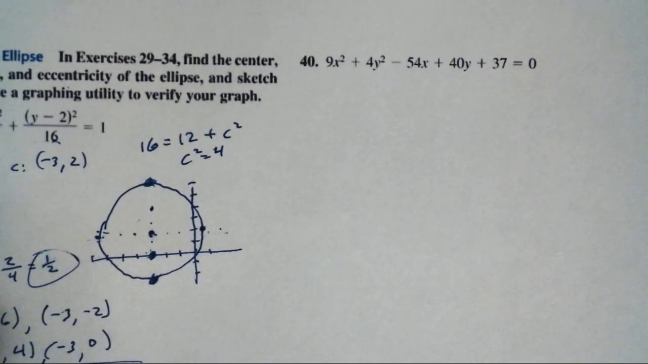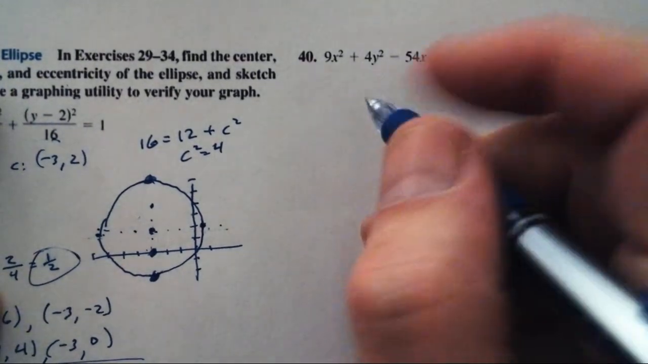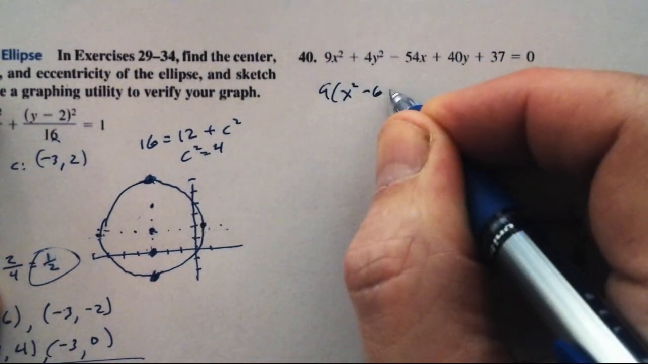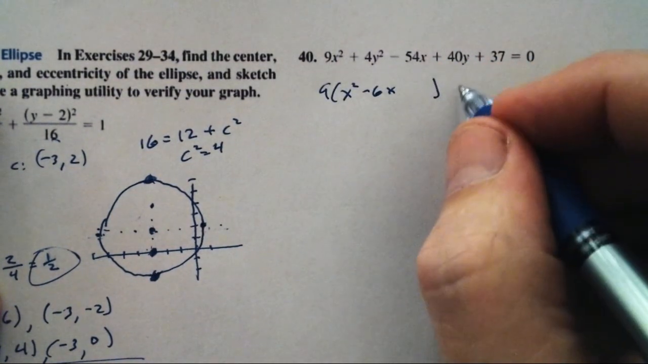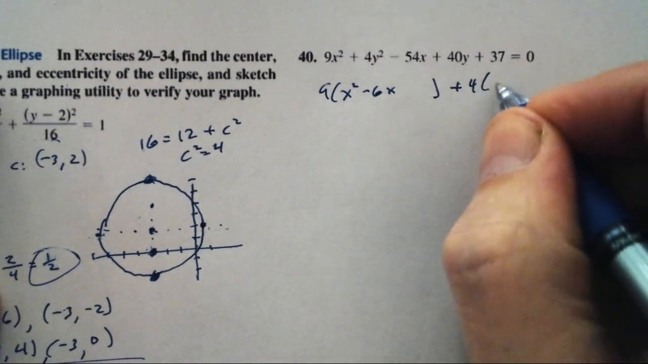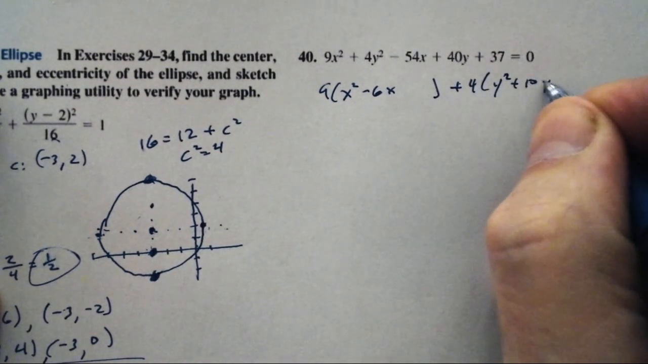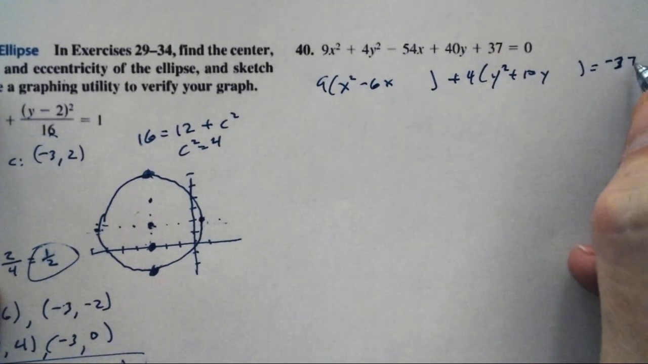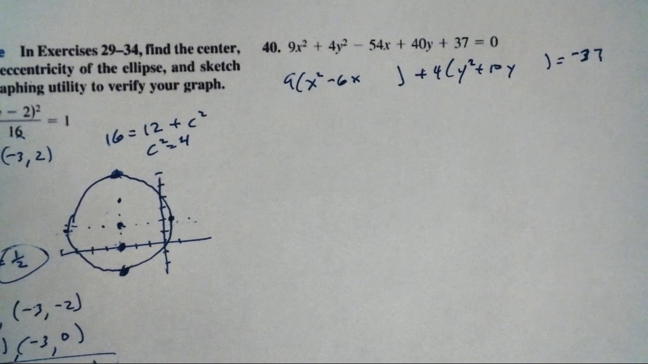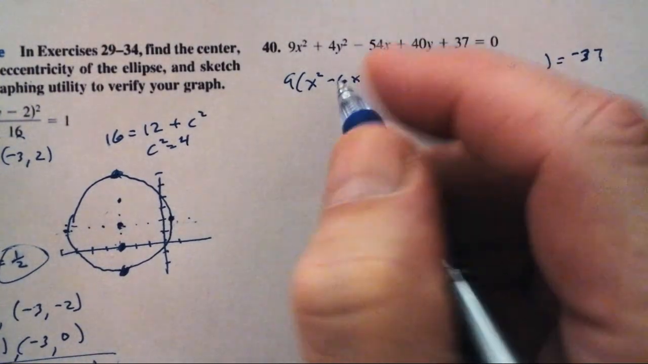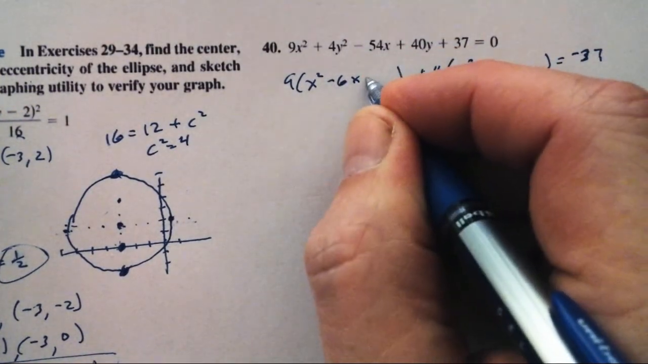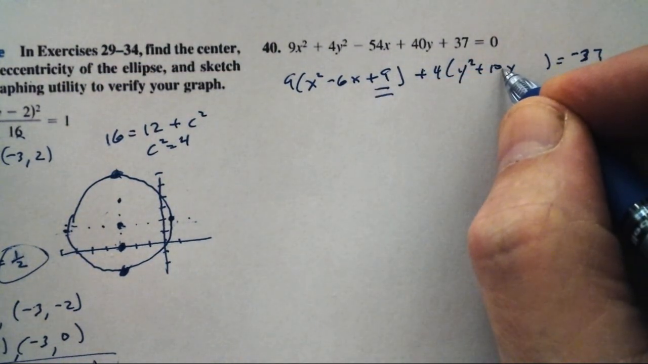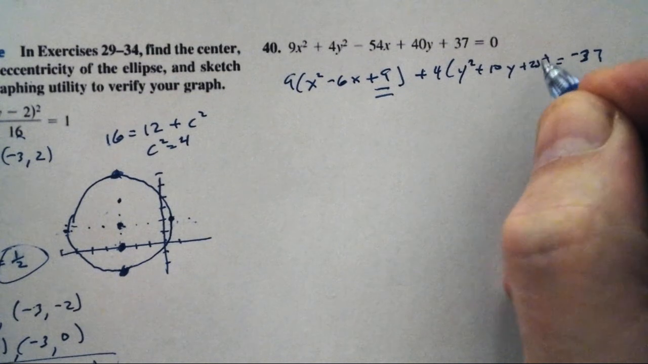Okay, now we've got to do the work ourselves here. So here we go. I'm going to group my x's, factor out a 9. Why? Because I have to complete the square. Group my y's, factor out a 4. And I'm going to subtract 37 to the other side and complete the square like we did with parabolas. Half of negative 6, negative 3 squared, plus 9. Half of 10, 5 squared, plus 25.